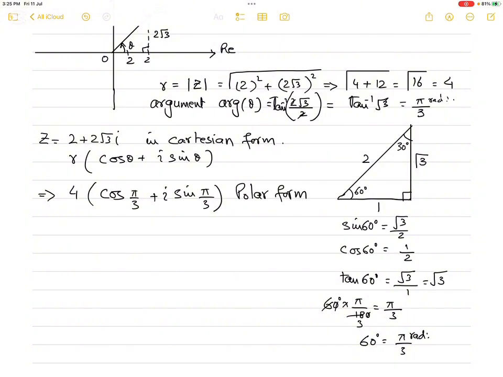If you need to write the same complex number in exponential form, which is r e power I theta, you just write r, which is 4, and theta is your pi by 3, so you write e power I pi by 3, or pi by 3 I.